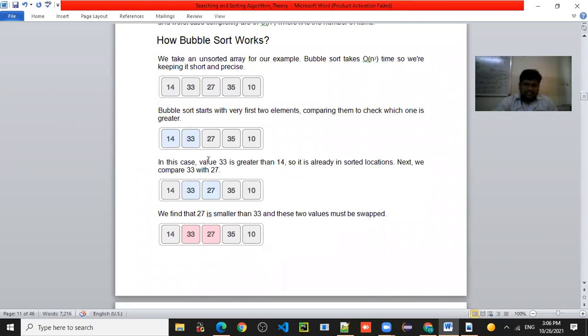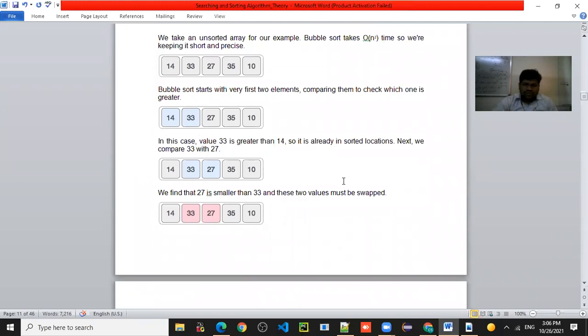So in this case 33 is greater than 14, so no need to change their locations or apply the interchange or swapping, right? We'll move further. We'll check the next two elements, second and third. So 33 and 27. Now here 33 is greater.